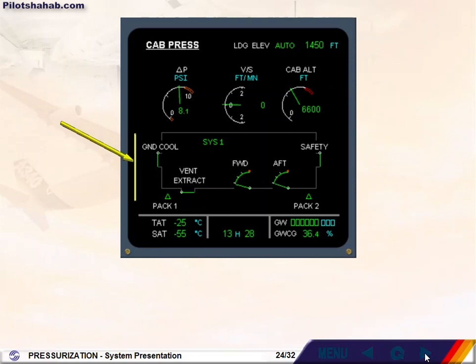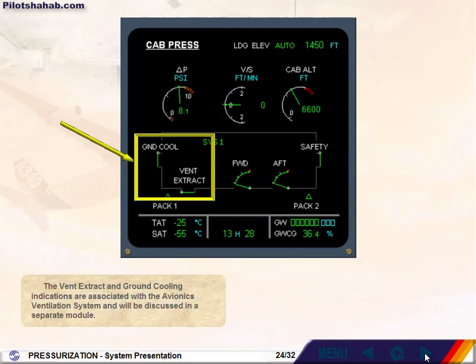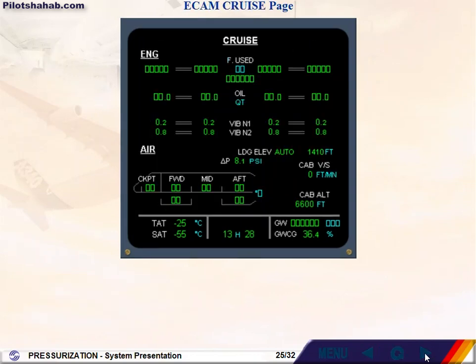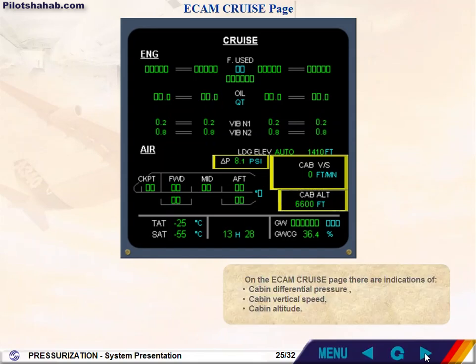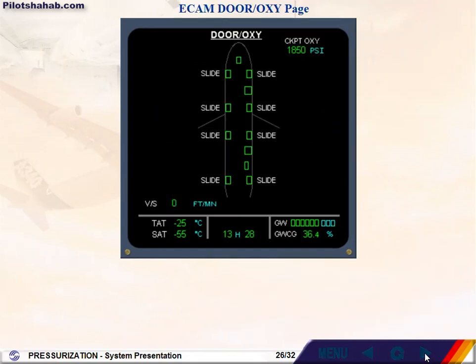The vent extract and ground cooling indications are associated with the avionics ventilation system and will be discussed in a separate module. On the ECAM cruise page, there are indications of cabin differential pressure, cabin vertical speed, and cabin altitude. The cabin vertical speed is also indicated on the ECAM door page. Note that this indication is only displayed when the aircraft is airborne.